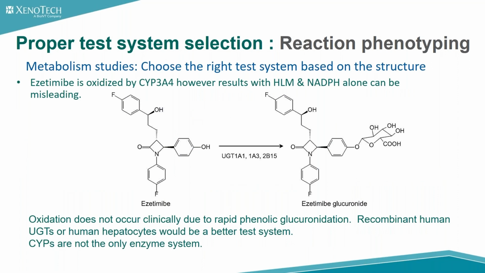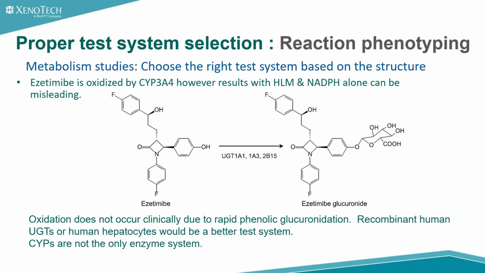Now, the third example here is of a reaction phenotyping study. And again, it illustrates how choosing the right test system to use in the study, in this case based on information you have about the structure or properties of the drug being investigated, is also very important. As I mentioned at the beginning of this presentation, a lot of sponsors are under the impression that these studies are simply a box-checking exercise.